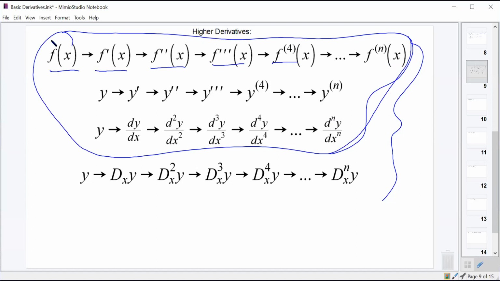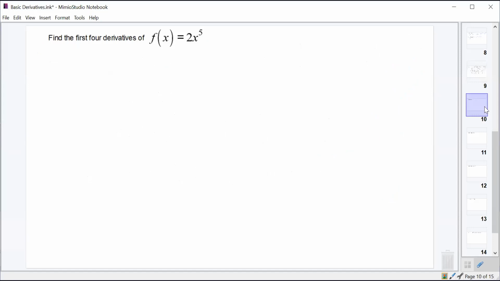Good. All right. So let's find some higher order derivatives. Let's find the first four derivatives of 2x to the 5th power. So what's the first derivative? What's f prime of x? 10x to the power 4. And to find the second derivative, all we have to do is take the derivative of this. So what's the derivative of 10x to the 4th? 40x cubed.